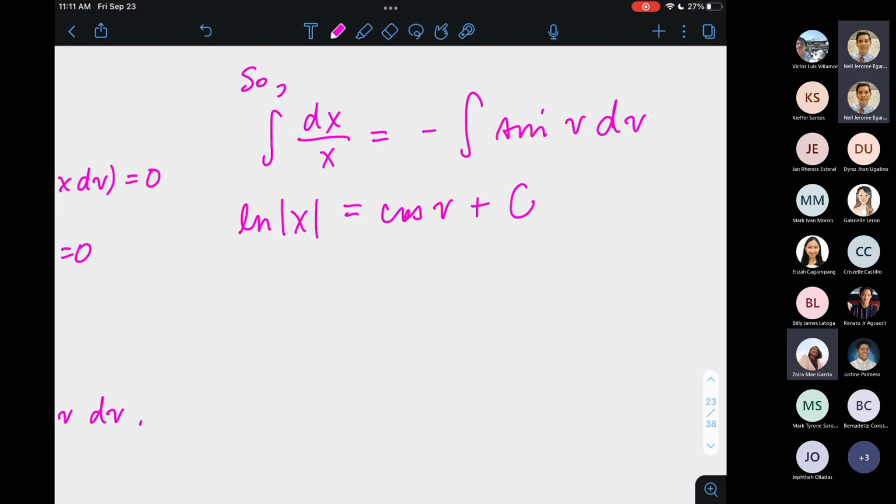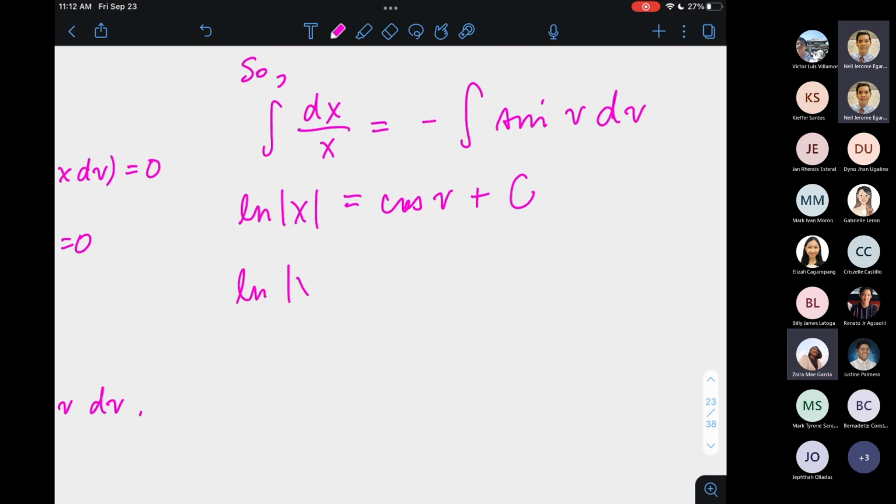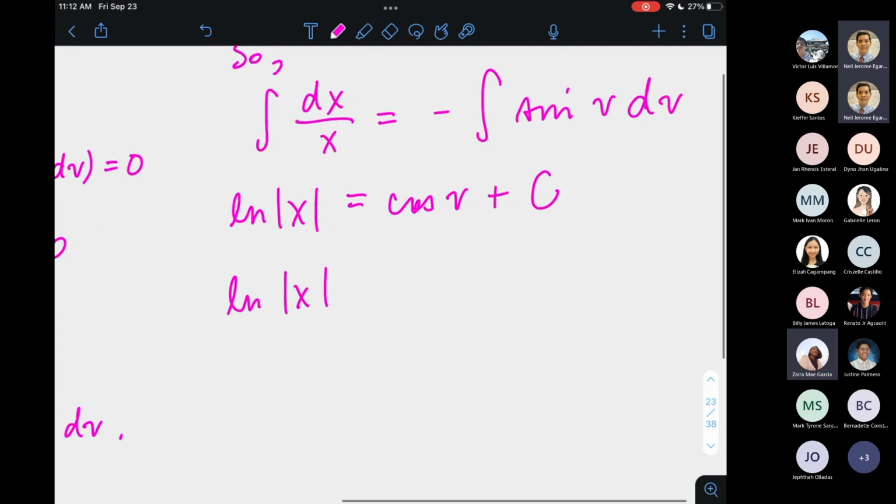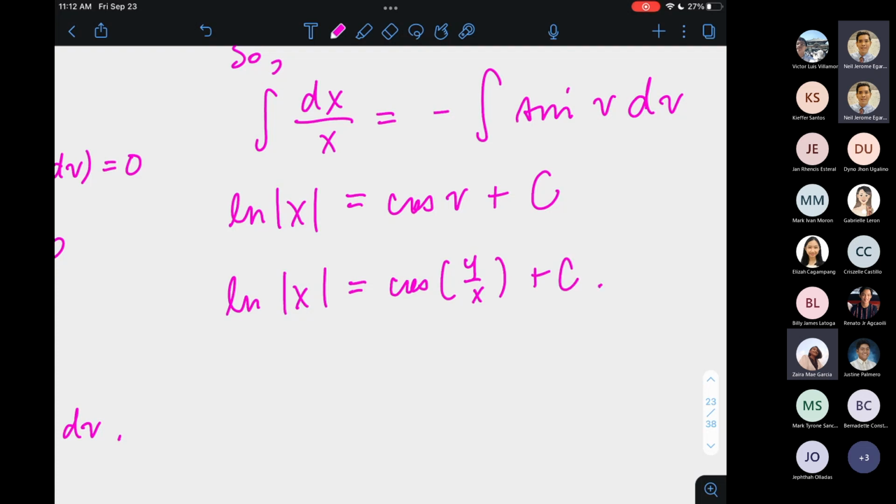All right? And then we revert to the original variable. Balik lang tayo sa variable x and y. So yung v dapat mawala siya. Pero we know that v is simply y over x. Tama ba? y equals vx. So v equals y over x. So this is cosine ng y over x plus the arbitrary constant c. And you can stop here. That's our solution.